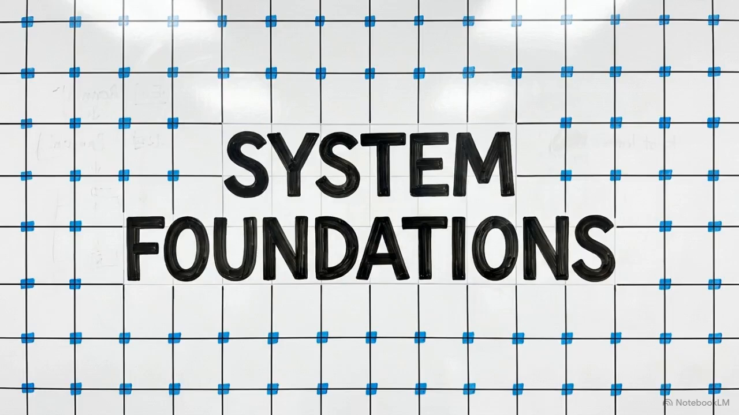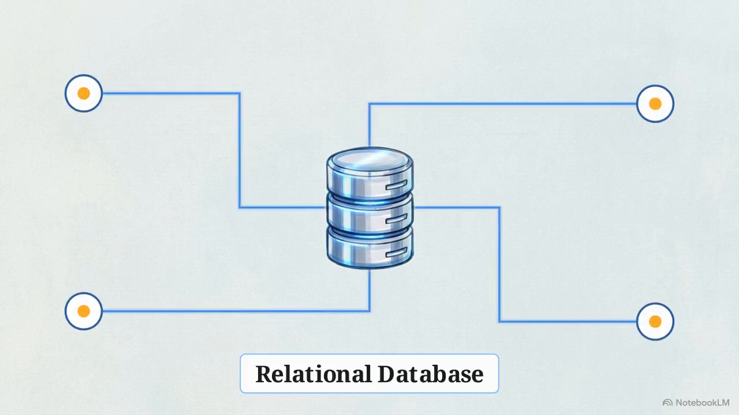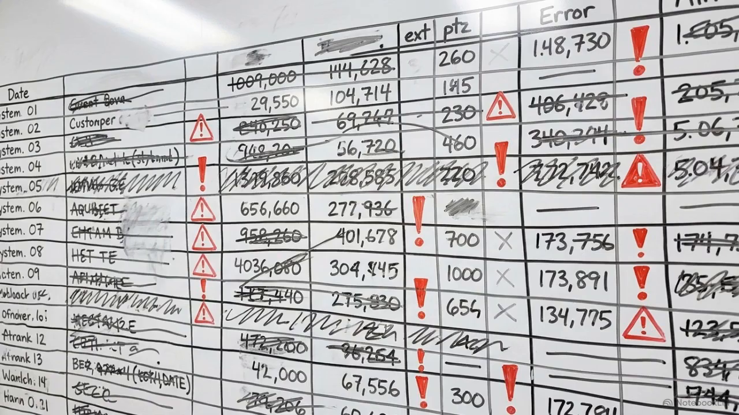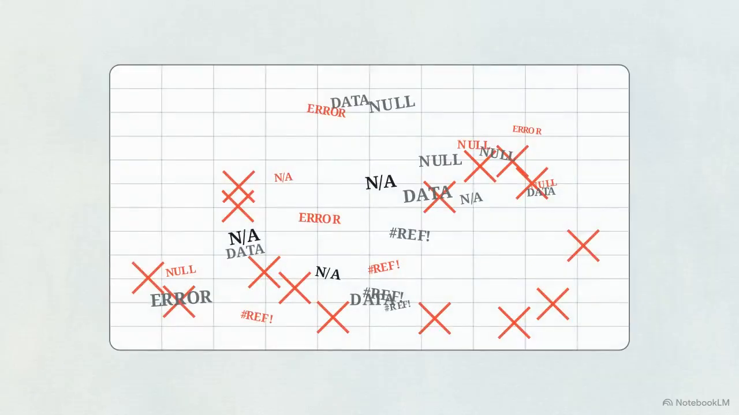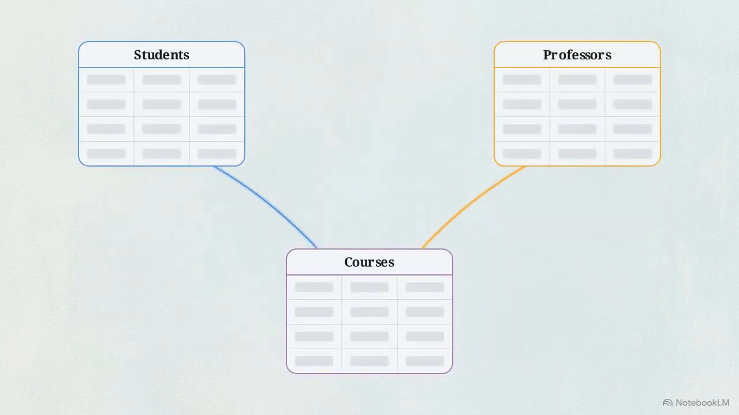SQL, or Structured Query Language, is the standard programming language designed specifically to extract and manage data within a relational database management system, or RDBMS. In our university example, storing everything in one massive spreadsheet risks data corruption. The relational model solves this by breaking information down into distinct, highly organized tables, one for students, one for courses, that relate directly to one another.